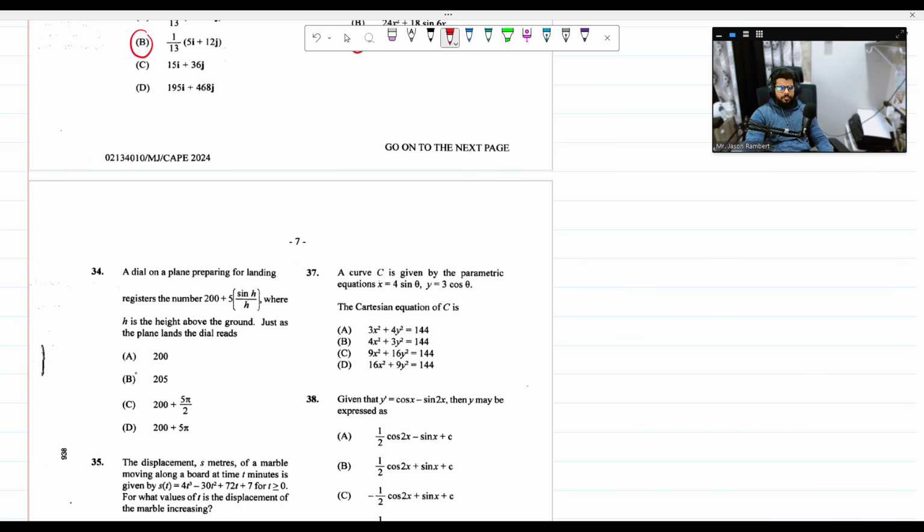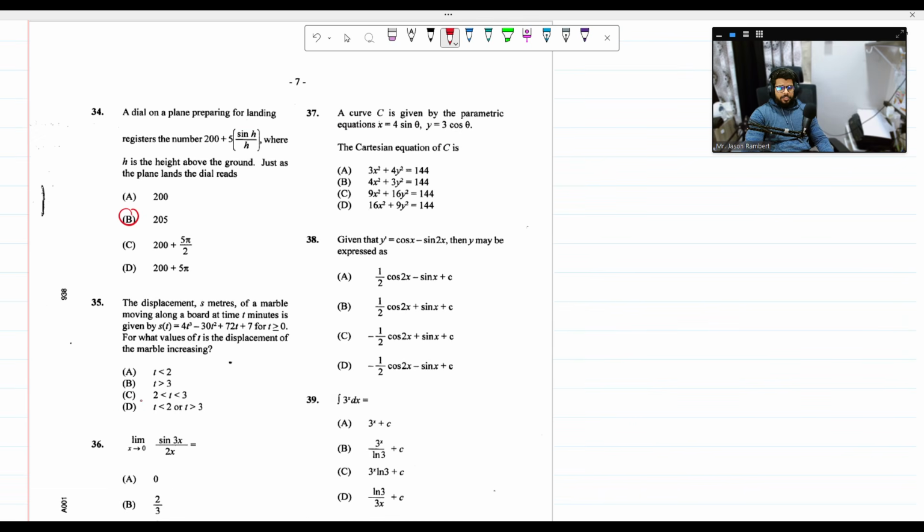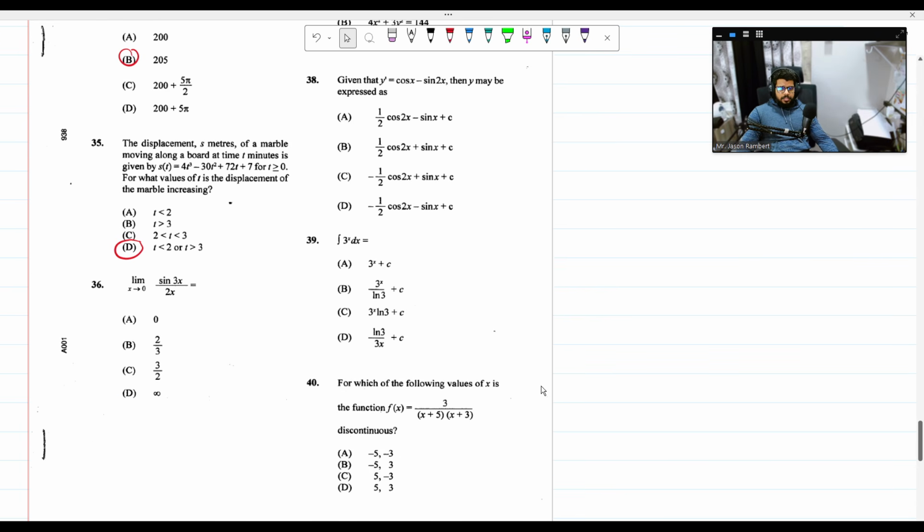205. So you see how to change the option D for this one. In the year before, they had 0 is less than or equal to t is less than 2. So the limit as x tends to 0. We can't use L'Hopital here. I'm going to get 3 cosine 3x over 2. Plug in 0. Cosine of 0 is 1. So I'll get 3 over 2 to be my answer.